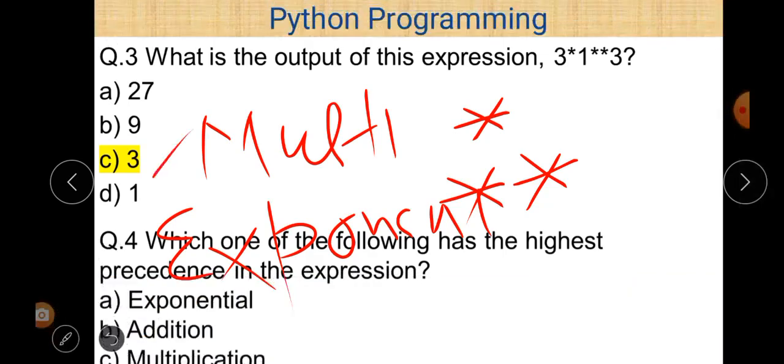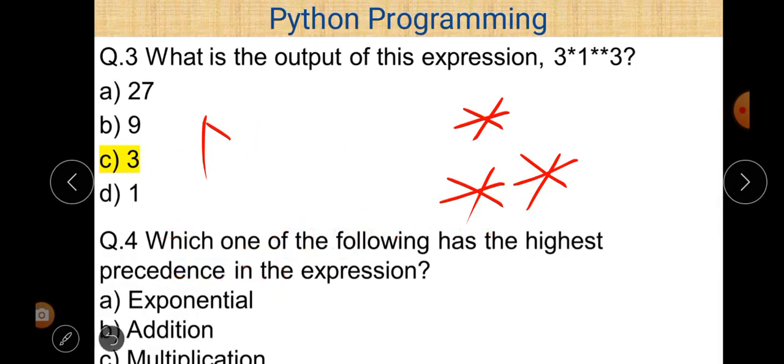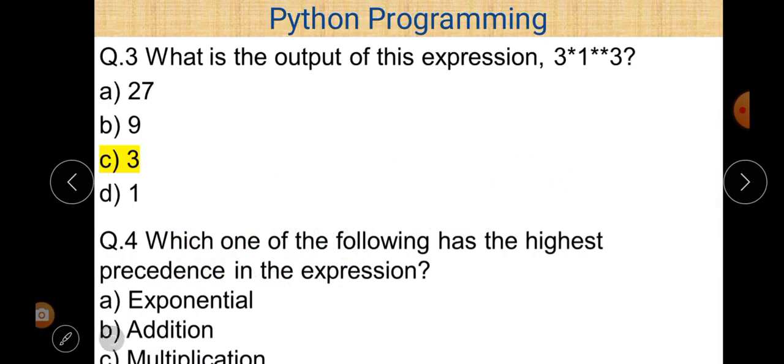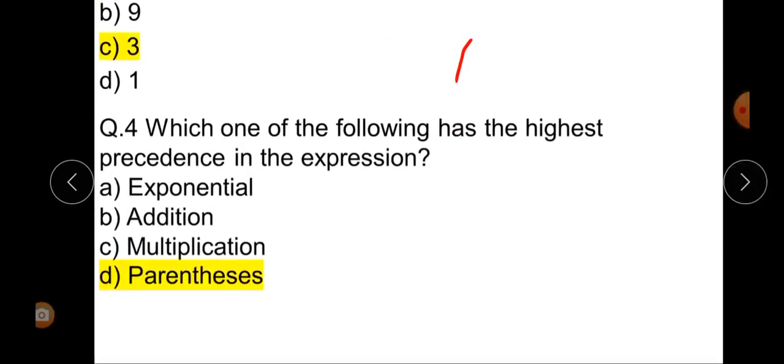Now I think it is clear to all of you. Our next question is, which one of the following has the highest precedence in the expression? Different operators are given and we have to find the highest precedence among them. Let us check what the different operators are. These are the different operators given in the question: exponential, addition, multiplication, and at last parenthesis. So our answer will be exponential. Sorry, our answer will be parenthesis.